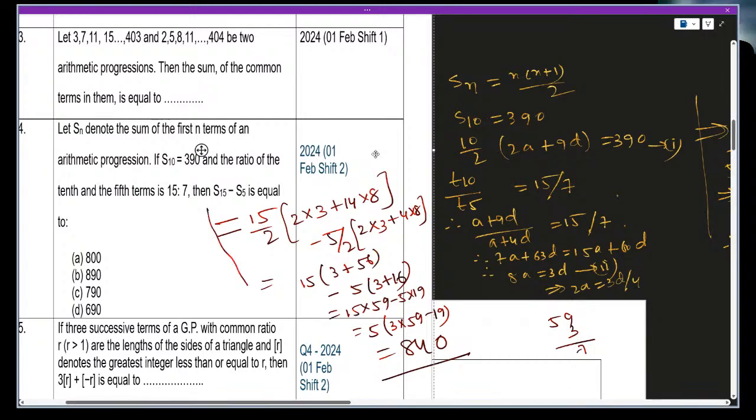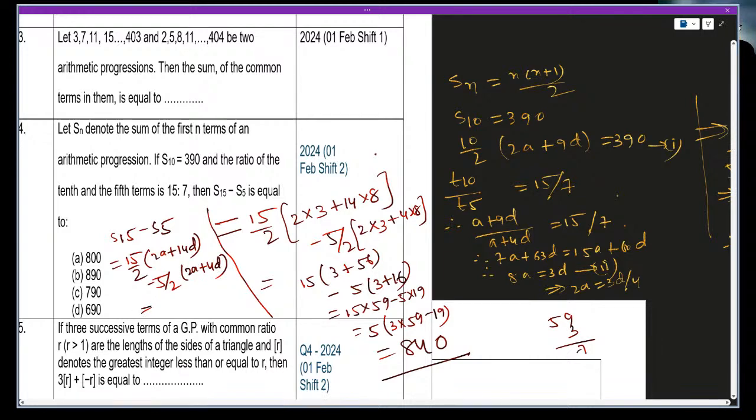And the strategy for solving these sums will be like this. S15 minus S5, you write. Put a and d at the end. 5 by 2 twice a plus 4d. 15 by 2, you take 2a by 2 common, a into 10, plus 105 minus 10, 95d. Here you put, you'll get the answer quickly.